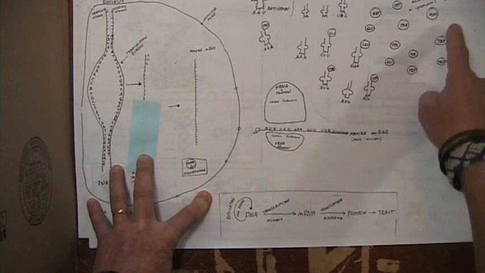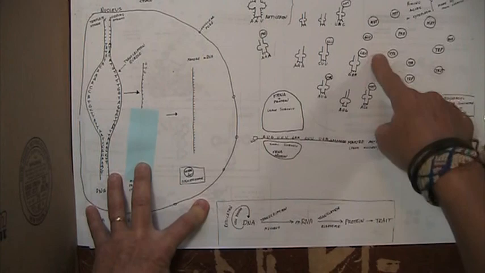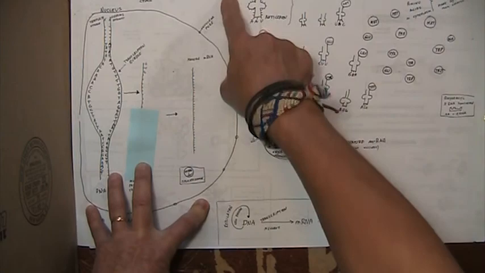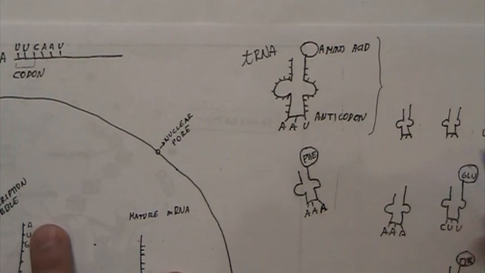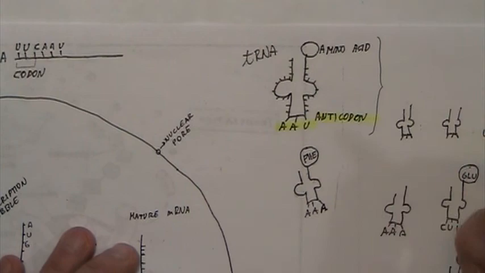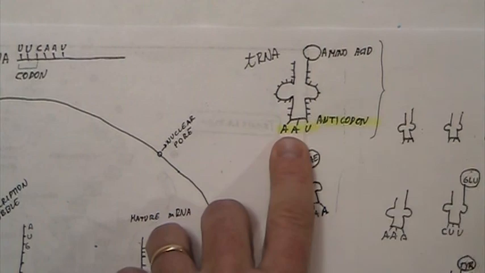Amino acids that are floating in the cytoplasm, amino acids that we get from our food. Over here, you have a more detailed view of tRNA with a section here at the bottom. We'll talk about this next class, or in class, I'm sorry. The three nucleotides. tRNA is also made out of nucleotides.